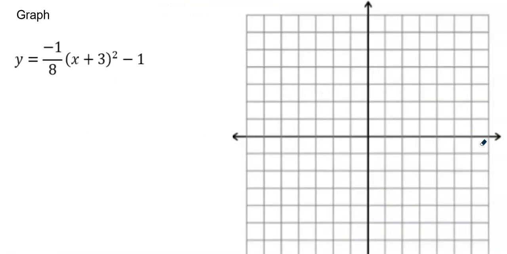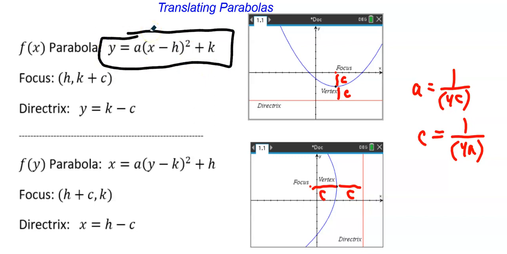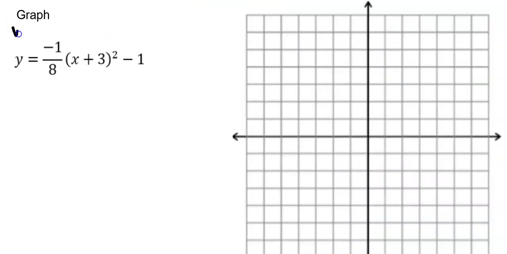So let's look at this one. And first we want to decide, what type of parabola is this? Hopefully you can see pretty quickly, this is a y equals f of x parabola here. So I'm just going to write the formula right above it just so you can see it. When you're first starting out, it's good to do.